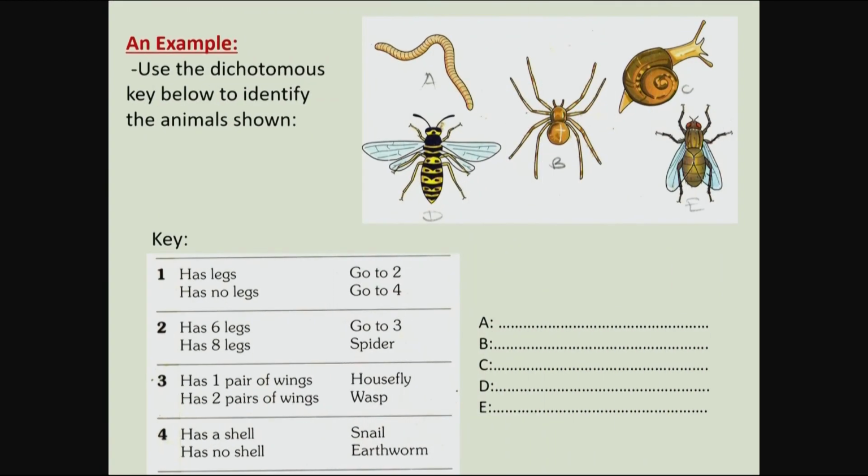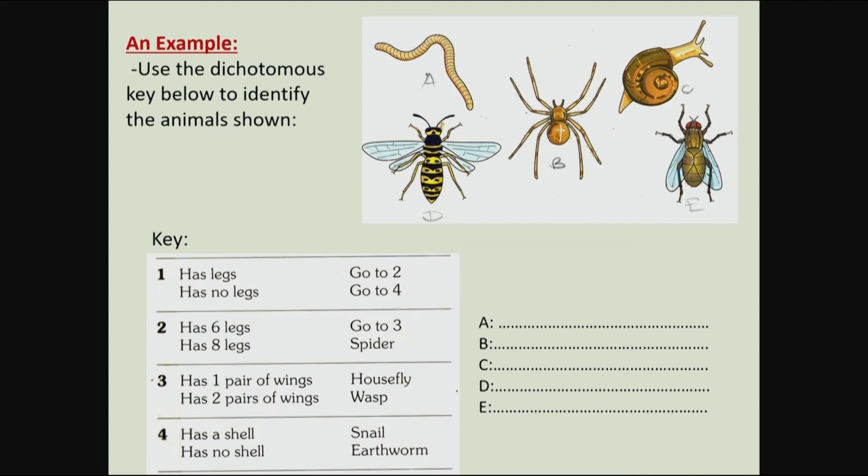Use the dichotomous key below to identify the animals given there. We have animals A, B, C, D, and E. We don't know the names of these animals. We don't know what they are. Their names are found in the key there. The key has descriptions of these animals, plus the names of these animals.